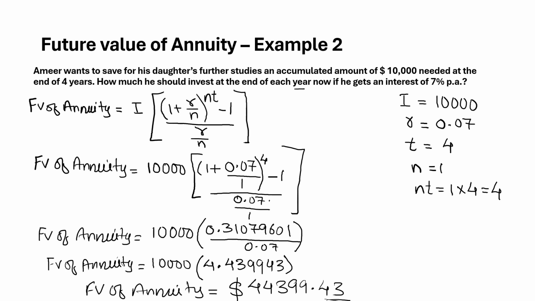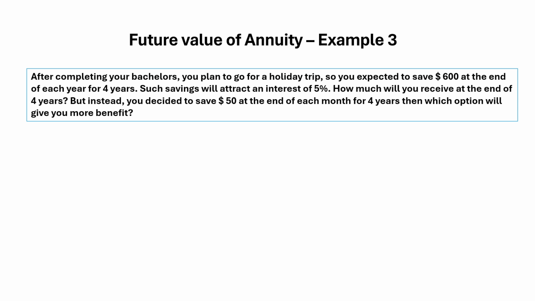Is that clear? We'll take one or two more questions so it is easier for you to understand and remember. After completing your bachelor's, you plan to go for a holiday trip, so you expect to save $6,600 at the end of each year for 4 years. Such saving will attract an interest of 5%. How much will you receive at the end of 4 years?